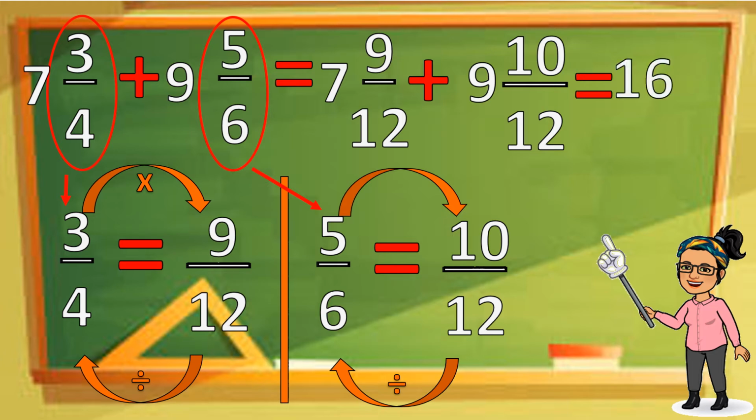And then just add the whole numbers. 9 and 7, or 7 and 9, will give us 16. And then add the numerators. 9 plus 10 is 19. Copy the common denominator, 12. But if you look closely, 19 over 12 is an improper fraction. A mixed number should be a combination of a whole number and a proper fraction. So we have to simplify our answer.